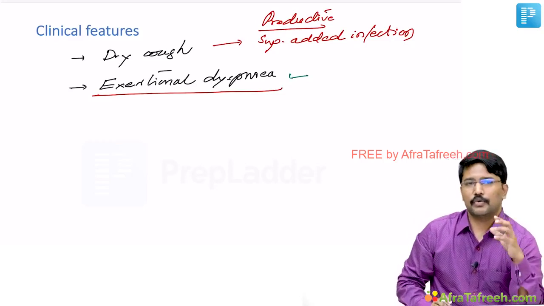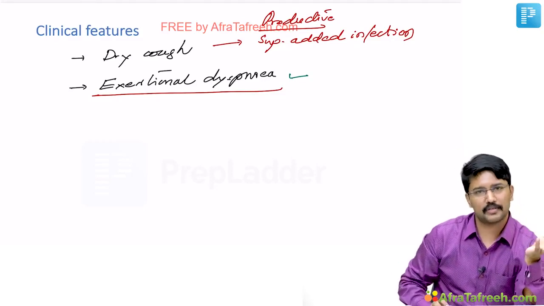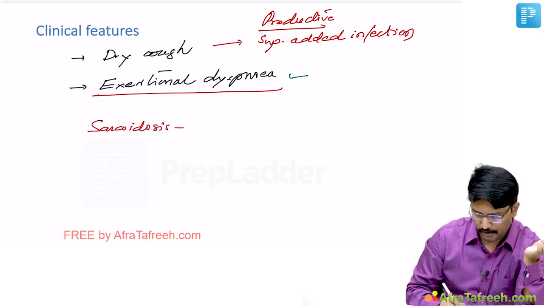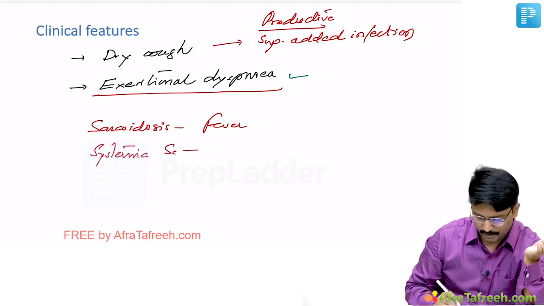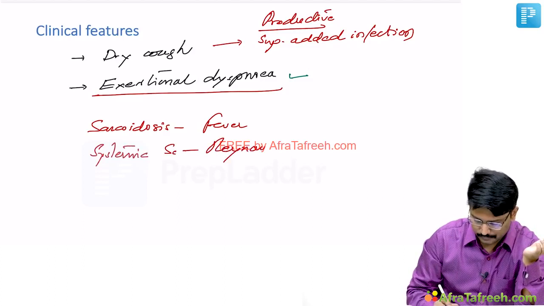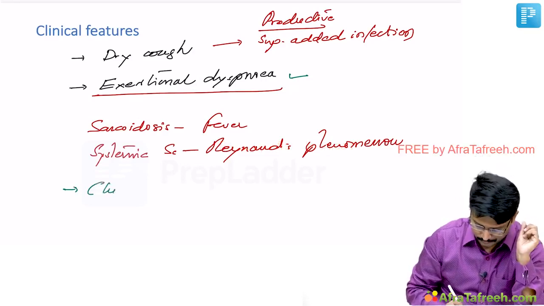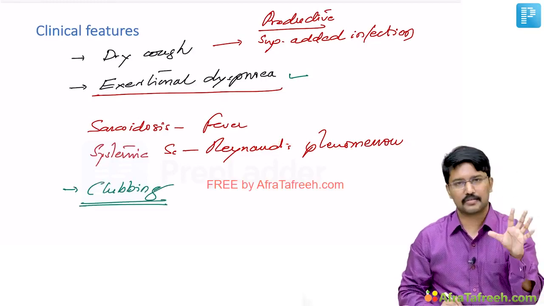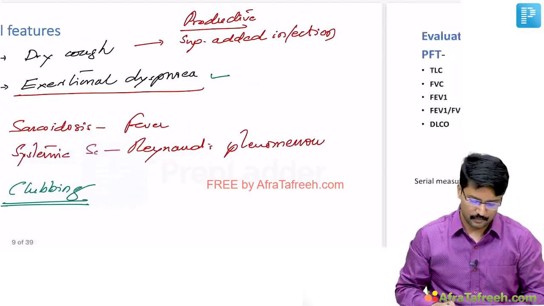Apart from that, due to pre-existing other medical conditions or associated connective tissue disorders, we may have other clinical features. For example, patients with sarcoidosis may have fever. Patients with systemic sclerosis may have Raynaud's phenomenon. Another very frequently observed finding in these patients is clubbing. Clubbing is very frequently seen. Dry cough, exertional dyspnea and clubbing. All other features are related to other coexisting medical conditions.